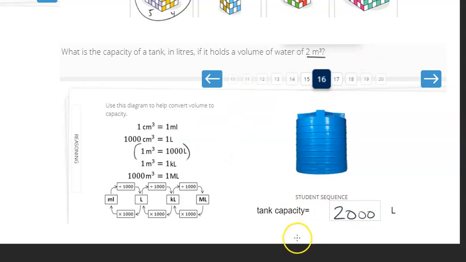So a lot of the questions have to do with converting some type of context from one unit to another unit. Remember, you've got this little conversion chart here to help you out, which can be found in the Learn Me tab on the side.